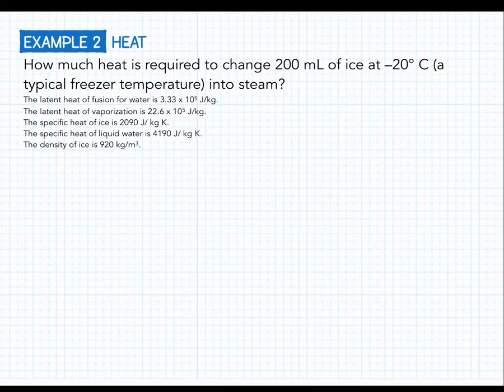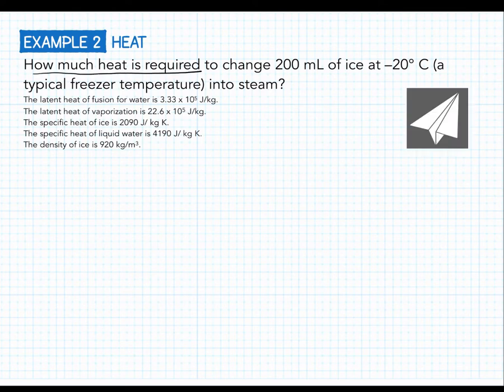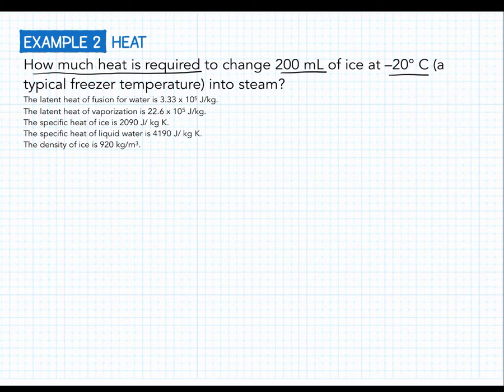Okay, so let's walk through this. This is the kind of stuff you can expect to be given to you. So you don't need to memorize a bunch of constants, but you do need to know how to use them. If I give you the chart, know how to use it to do the problem. So here we want to know how much heat is required to change 200 milliliters of ice at negative 20 degrees Celsius, which is apparently a typical freezer temperature, into steam. Okay? So what's the first problem you see with this?